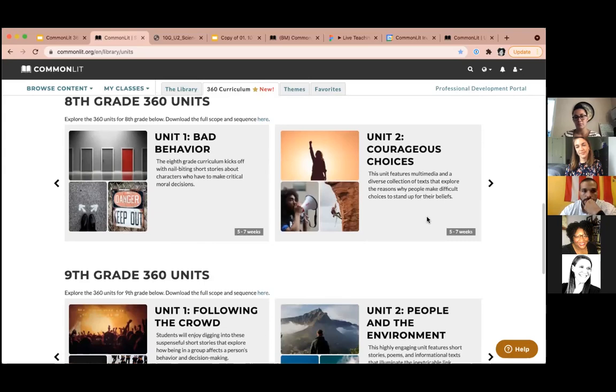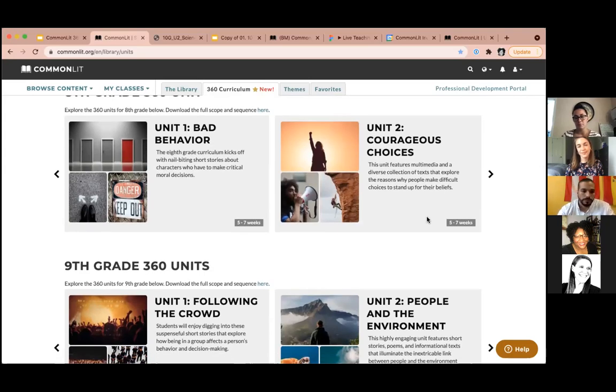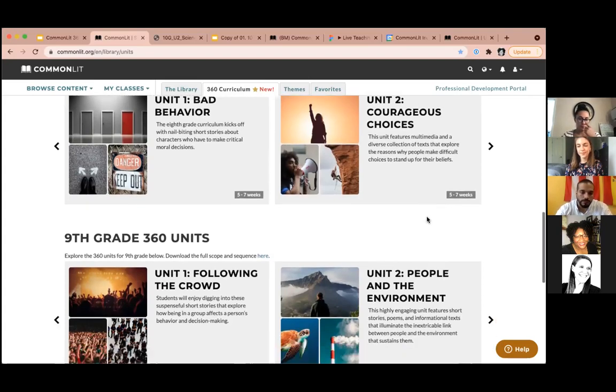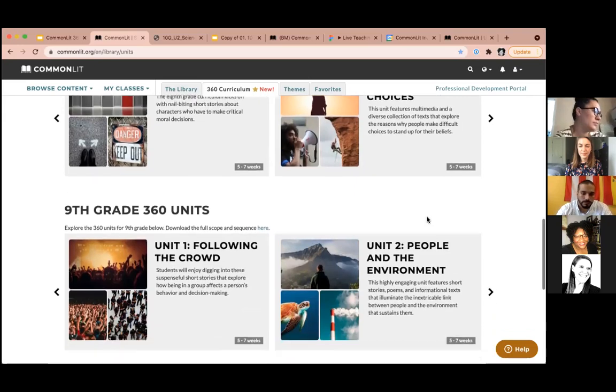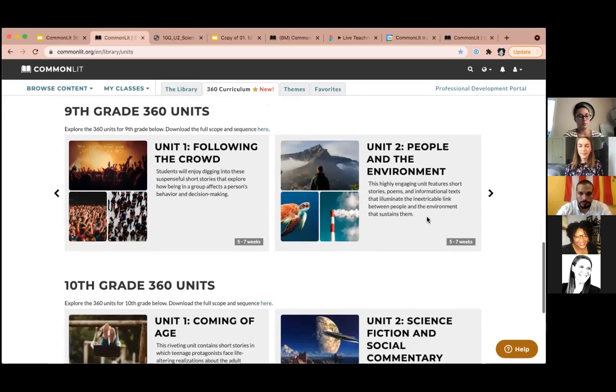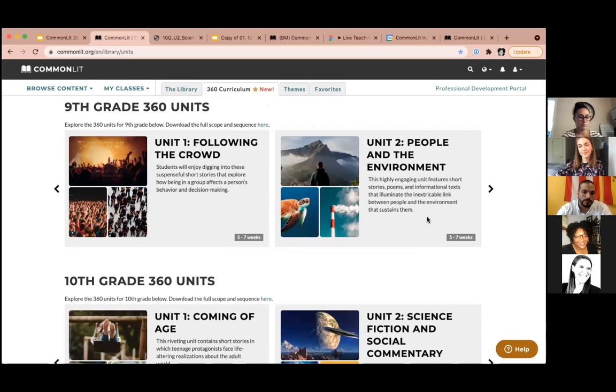In unit 2, we come upon one of my favorite texts, which is an interview of one of the Greensboro 4 who sat at the Woolworth counter and protested segregation. So students are really having a great opportunity to just learn about different types of event history, as well as just many, many different types of knowledge. In unit 2, in 9th grade, students are looking at the connection between people and the environment.